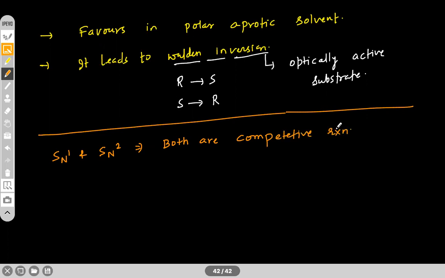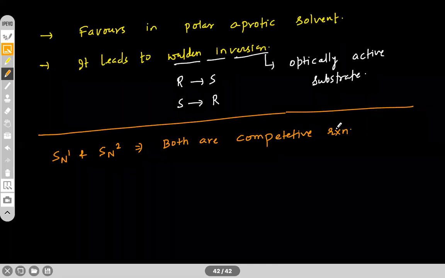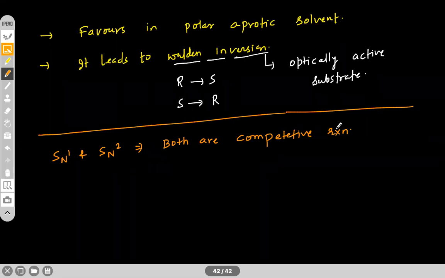Both are competitive reactions. Means in any reaction, both compete with each other in order to form the product. It's not like in one reaction only SN1 is possible. We can say SN1 gives the major product according to SN1, and we can also say that the tendency for the reaction to go under SN2 is less. It is not zero, but it is less. Similarly, in an SN2 reaction, the tendency for the reaction to go under SN1 is less, right?